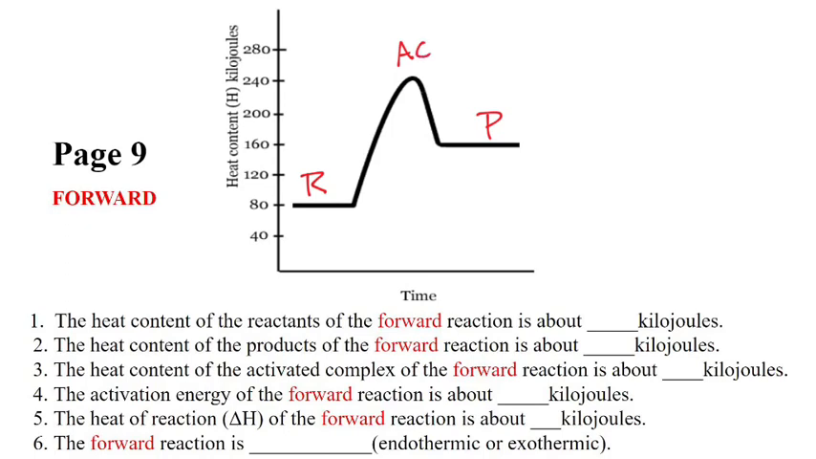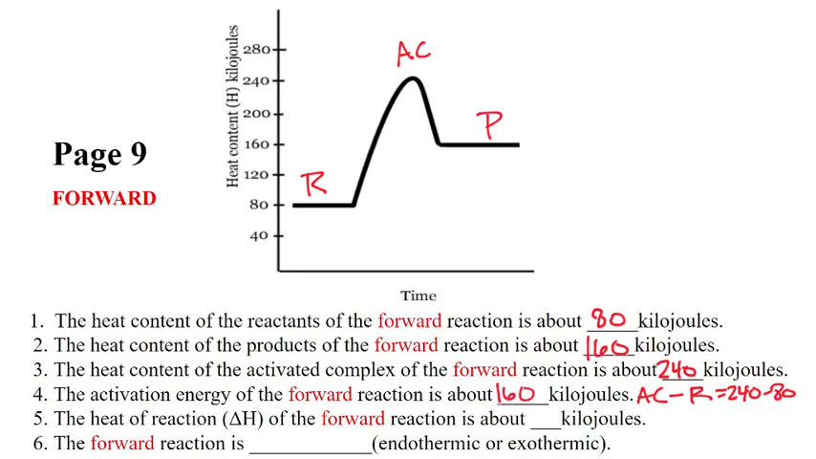So if I ask you about the energy of the reactants, if we follow that over to the y-axis, the energy is 80. The energy of the products is 160, and the activated complex is about 240. These are the 3 points we just need to be able to find on the graph and follow over to the y-axis in order to get them filled in. Then to calculate the activation energy, remember this is the activated complex minus the reactants. So this is 240 minus 80, which is 160.